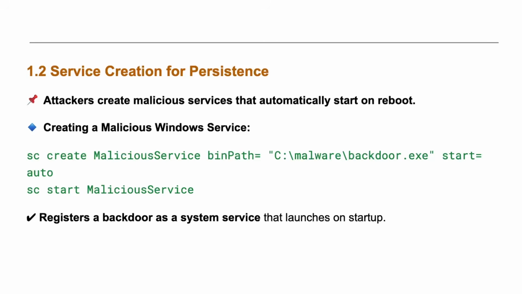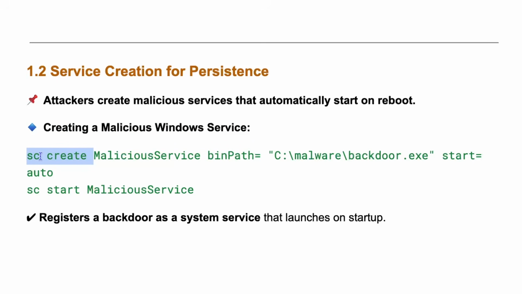All right, next we have service creation for persistence. So this falls under persistence and expanding on that initial foothold that you have. Attackers can create malicious services that automatically start on reboot, right? This could be something that goes as part of that scheduled task portion, but it runs on startup. So you create a malicious Windows service using the service create command, right?